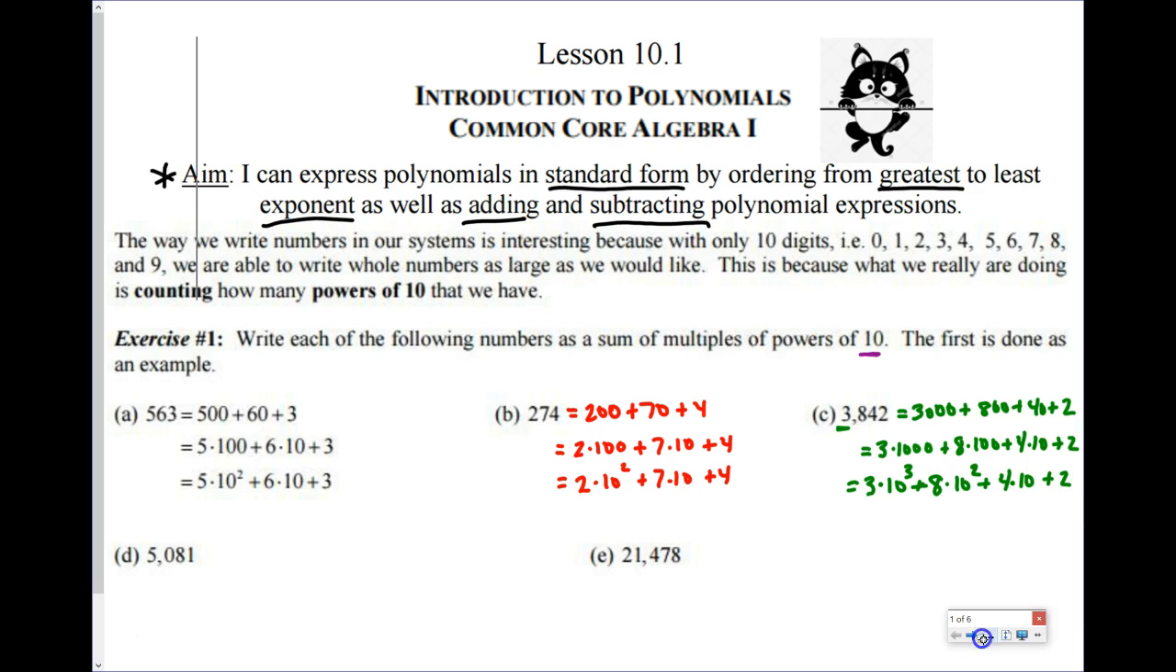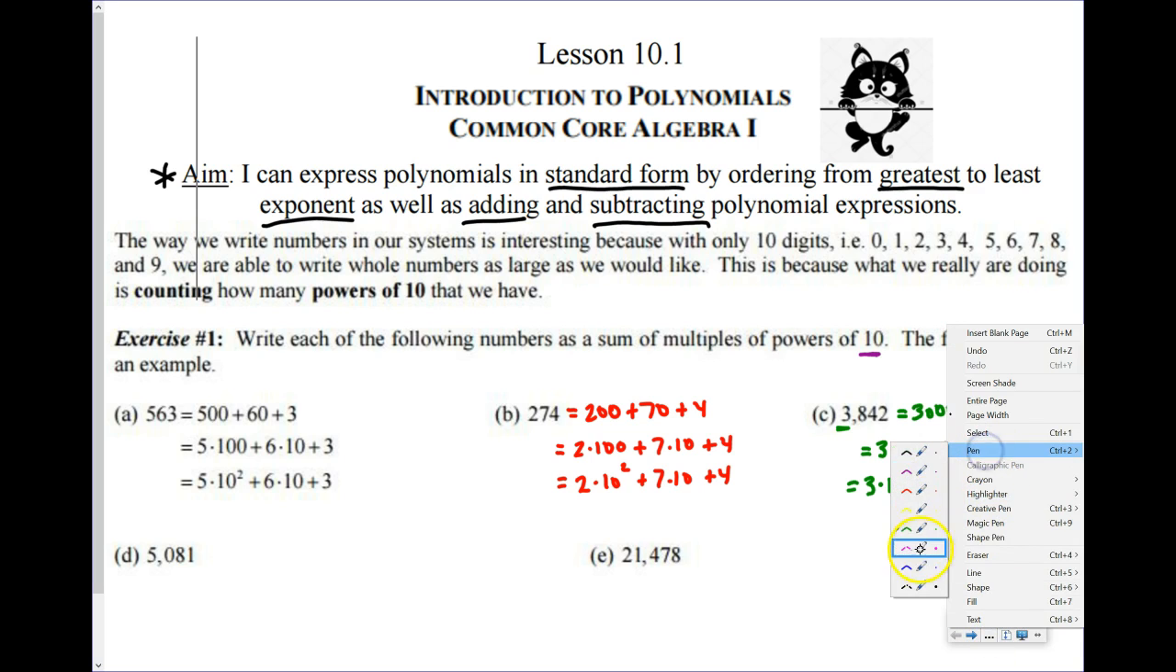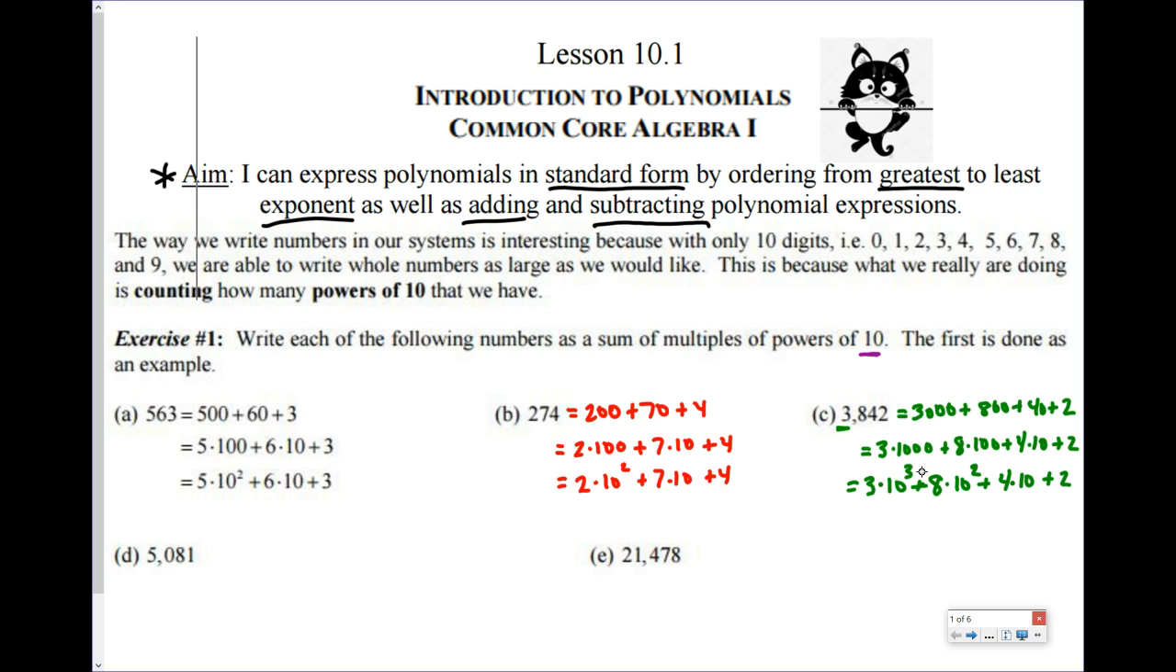Okay? Please feel free to try the next two on your own to try and really get an idea of number sense here. Okay? We're just getting number sense. We're not really working with a polynomial yet. We're just working with some number sense.